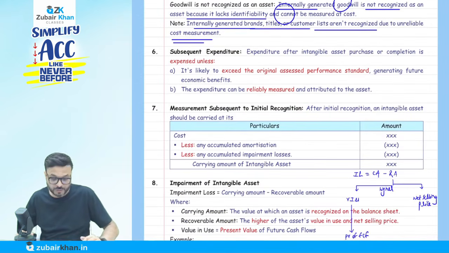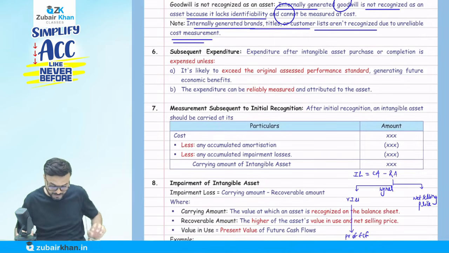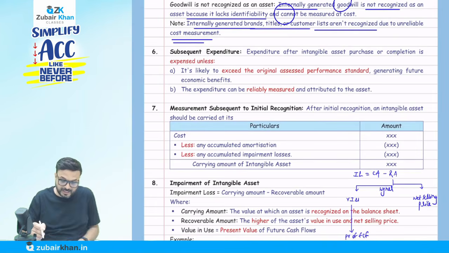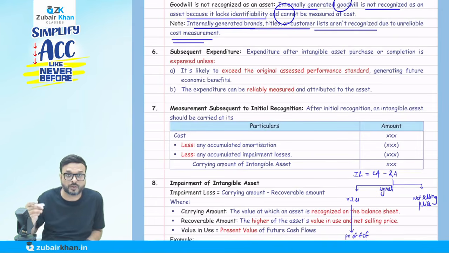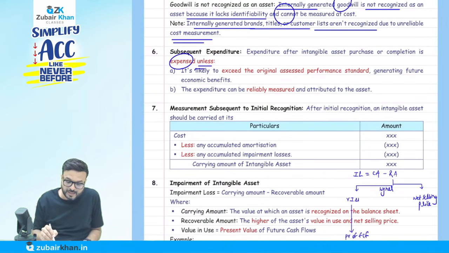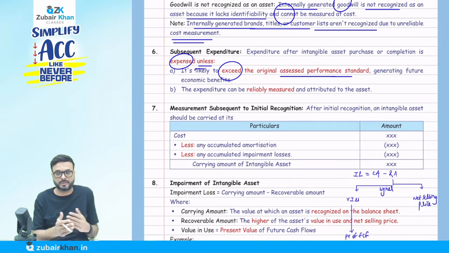Now they talk about subsequent expenditure. What is this subsequent expenditure? Any expenditure that we incur later on, after the intangible purchase or completion, is an expense that we charge to P&L, unless it is likely that the expense exceeds the originally assessed performance standard, generating future economic benefit.